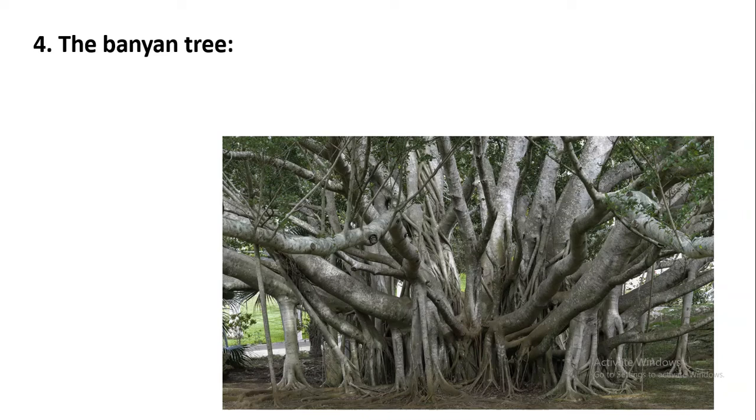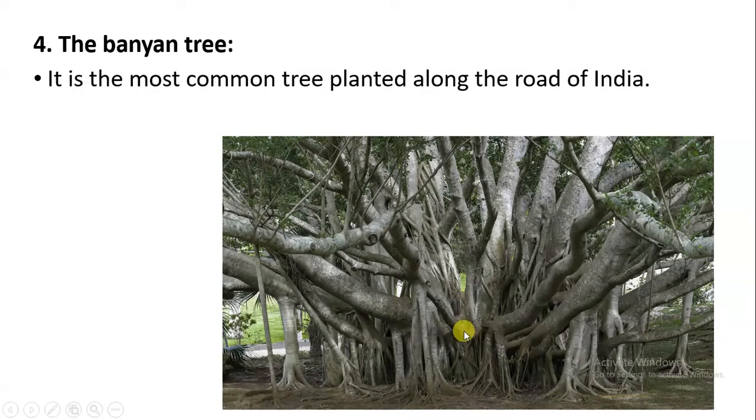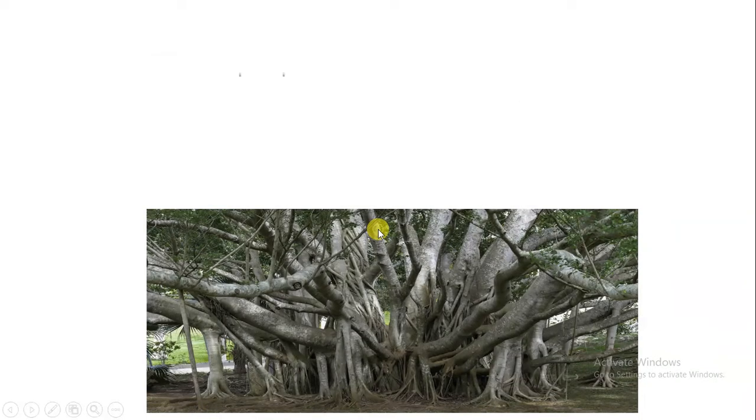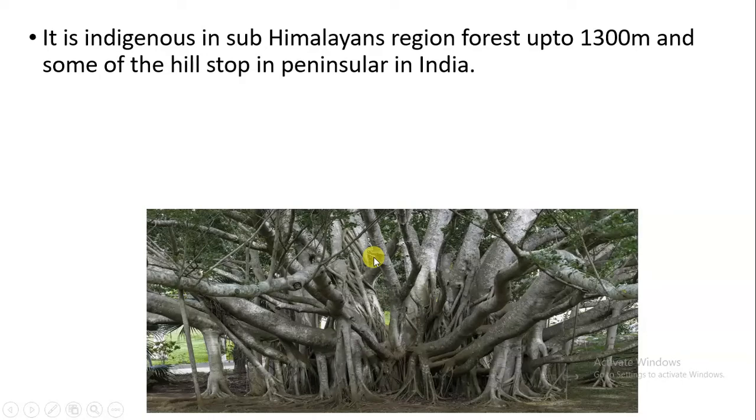The next plant which we are going to talk about is the banyan tree. It is the most common tree planted along the roadside in India, and it is also found near temples and shrines and in grounds near villages. It is indigenous to the sub-Himalayan region of forest up to 1300 meters and some of the hilltops in peninsular India. It does not grow in the shade.